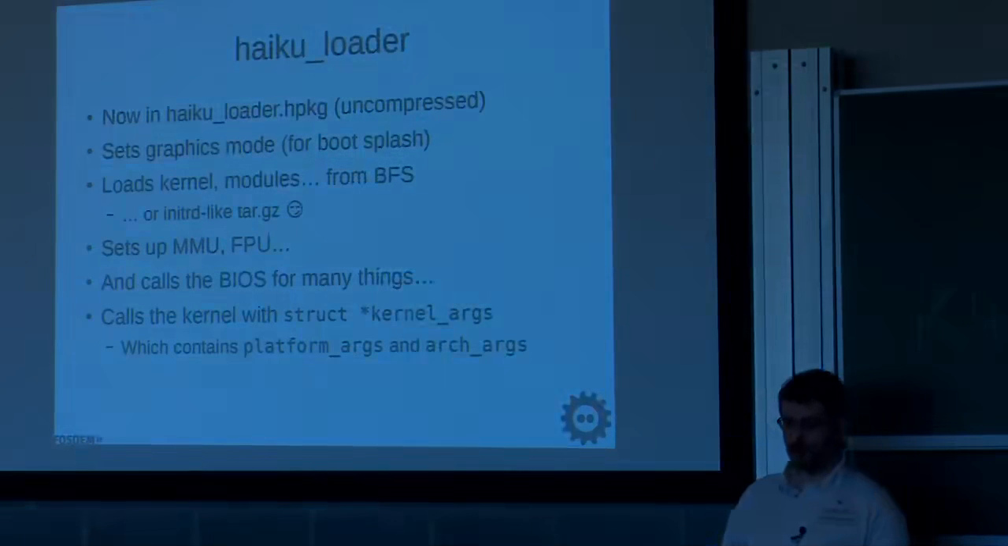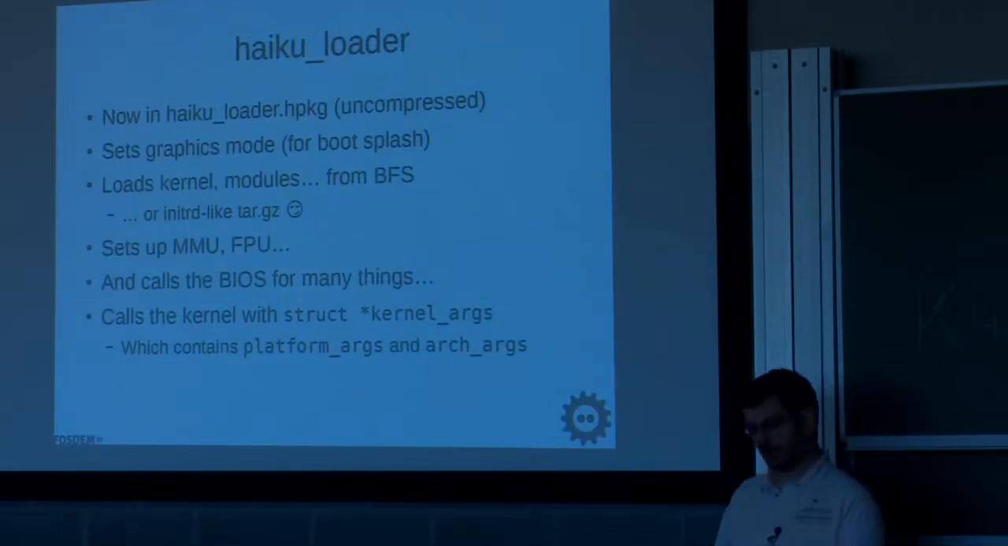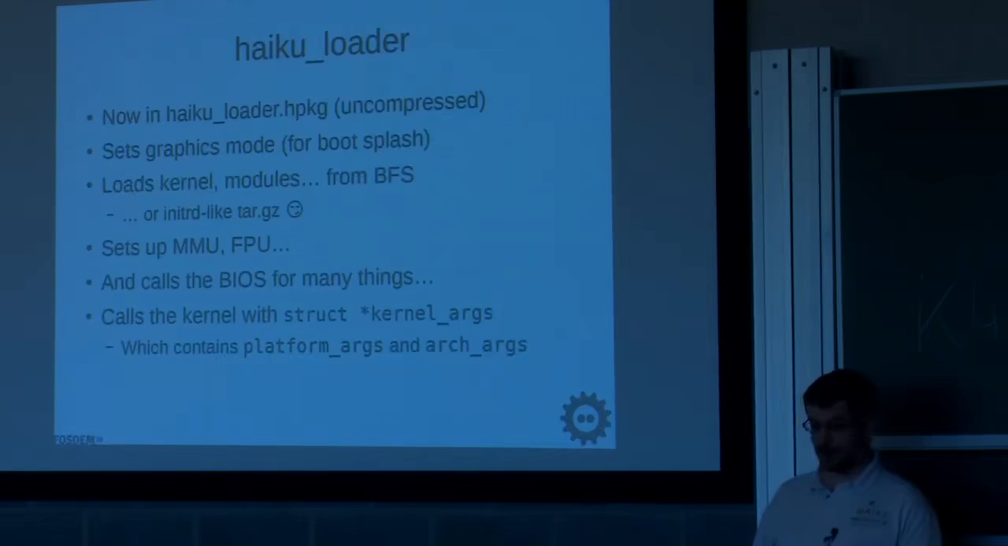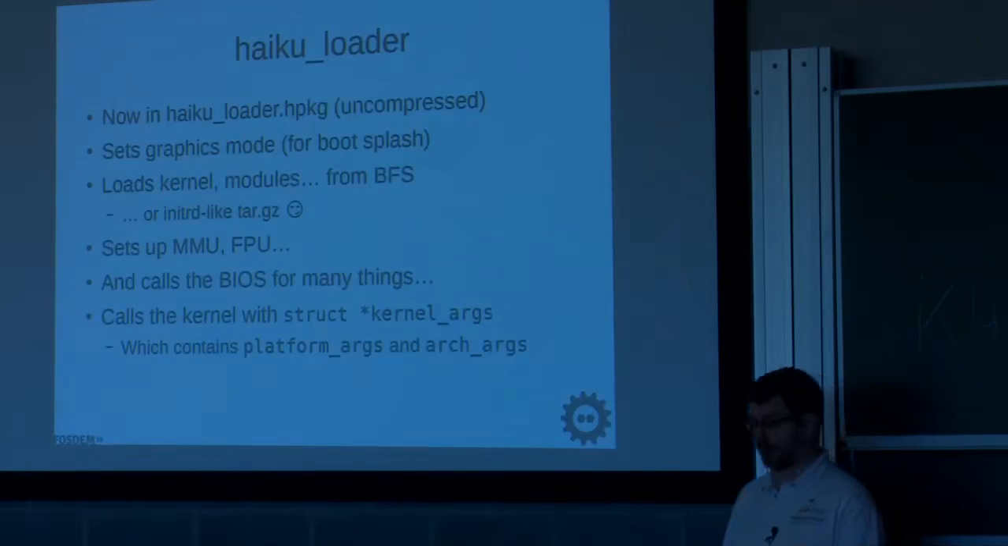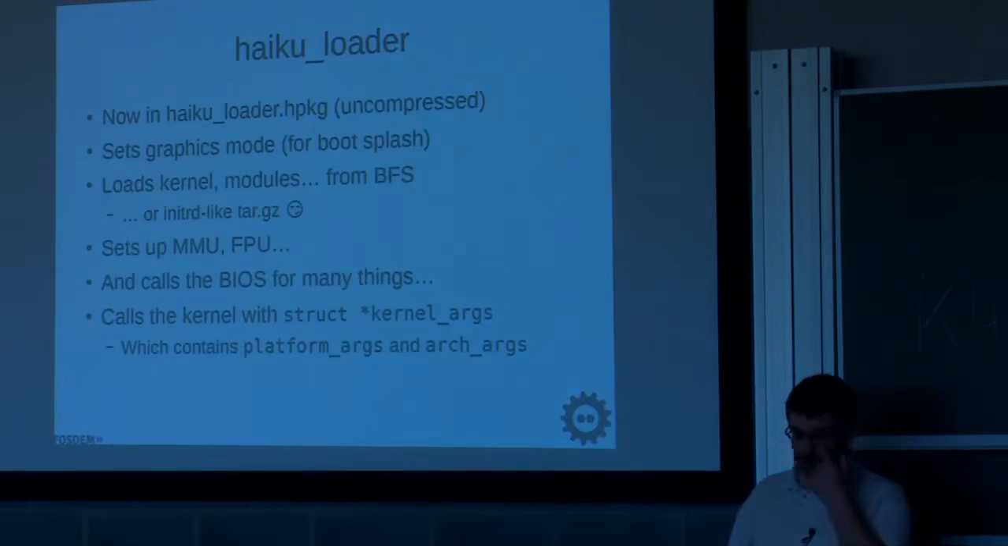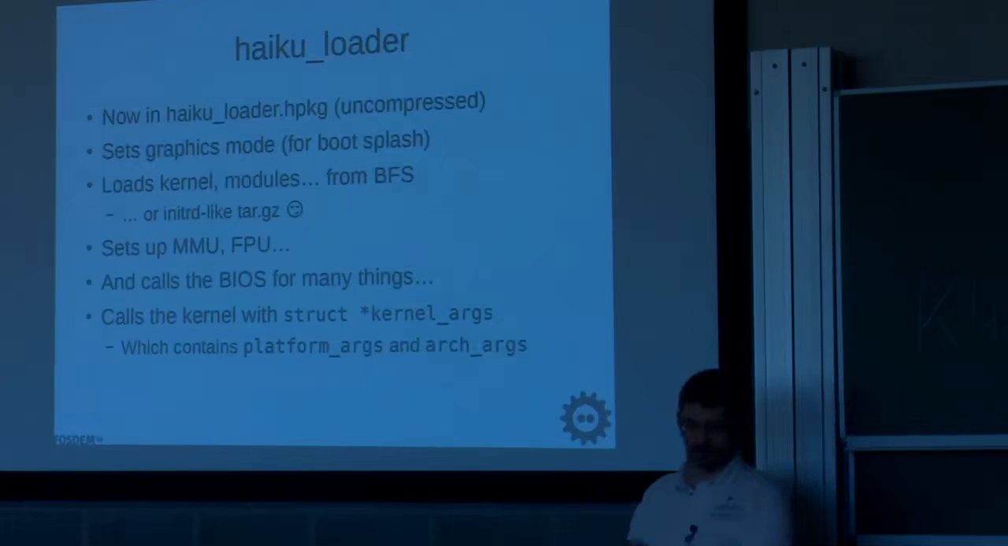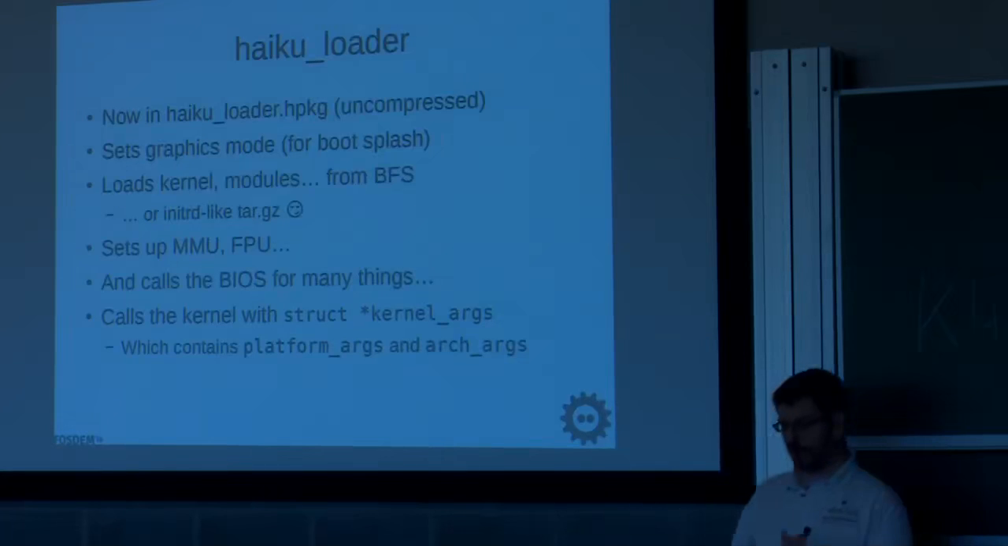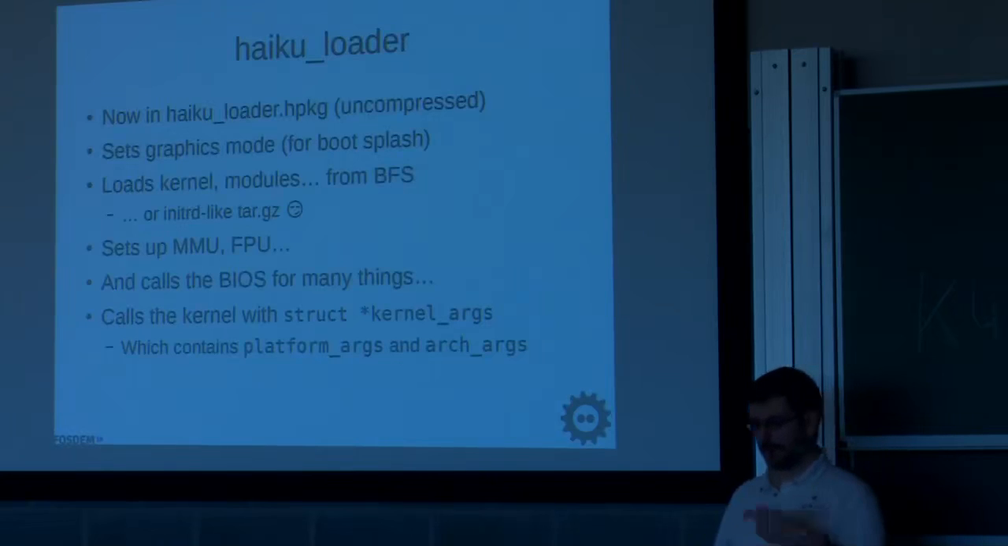It sets up the MMU, the FPU, and some other things, so it's not just a chain loader. And it calls the BIOS for many things, like loading sectors. And then it calls the kernel with some structures, which include platform-specific and architecture-specific stuff. We currently have a problem with this because on most architectures we actually support many platforms now. On PPC, for example, we have OpenFirmware and U-Boot. So which one is it? We actually have to fake the OpenFirmware stuff in the U-Boot struct, and it's quite ugly for now.